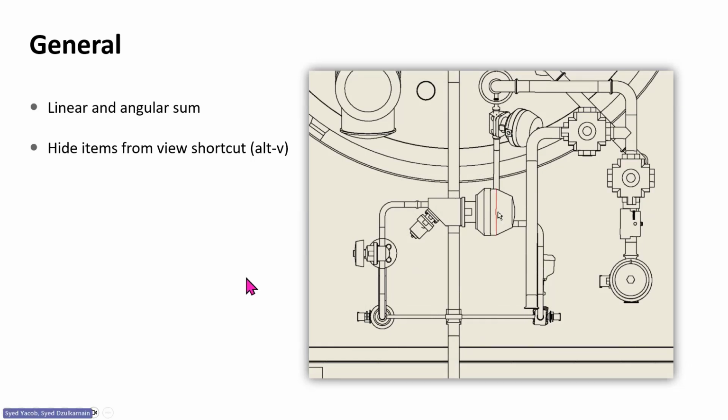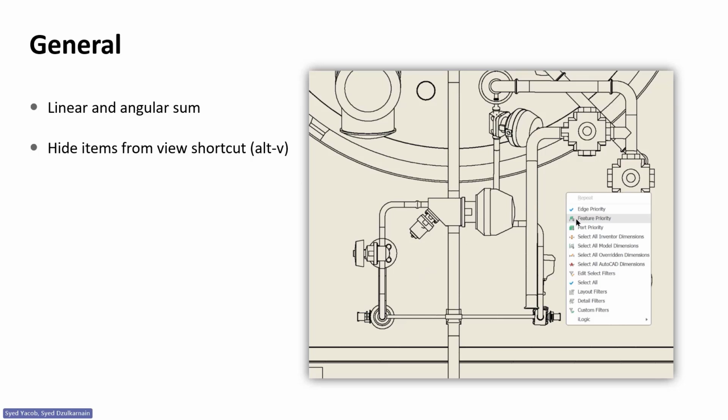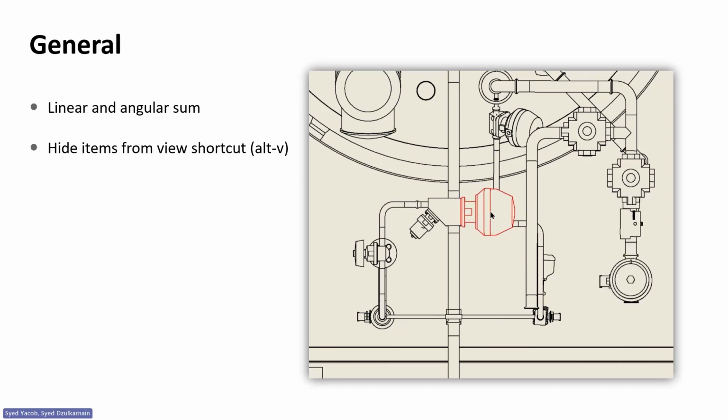And this is something that I like the most: hide items from view. Now we can just use the keyboard shortcut Alt+V to hide components in the drawings. For whatever reason we need to hide a component, we can do it on the spot by selecting it and pressing Alt+V. Previously there were multiple steps: we needed to select and right click, hide, or click and then go to the browser and hide. But now we can just click and press Alt+V, and it will hide. So this is very, very helpful.